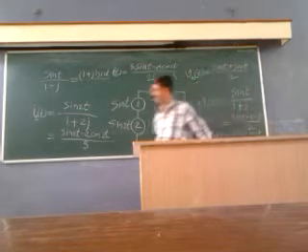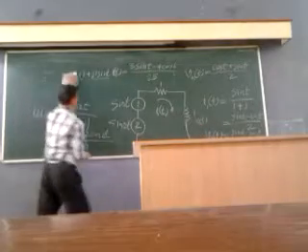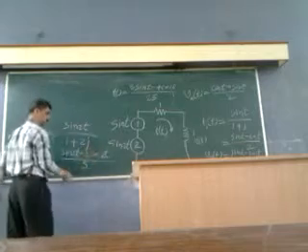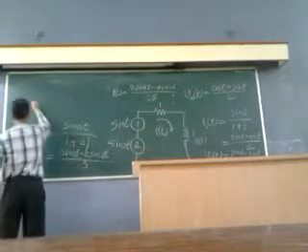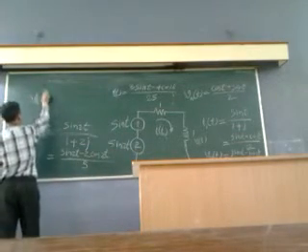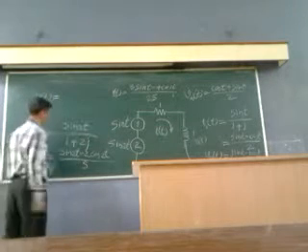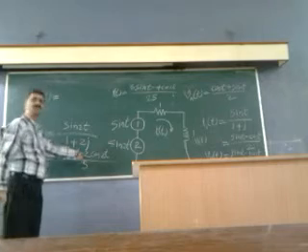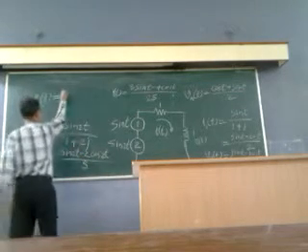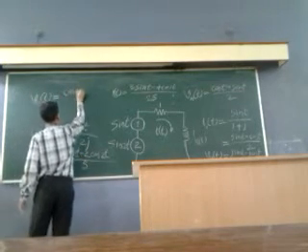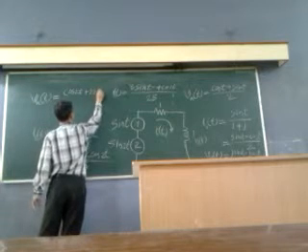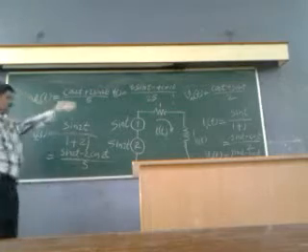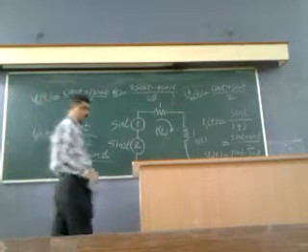And what will be VO2t? VO2t is cos 2t plus 2 sin 2t upon 5. So total voltage is this plus this. That's all.